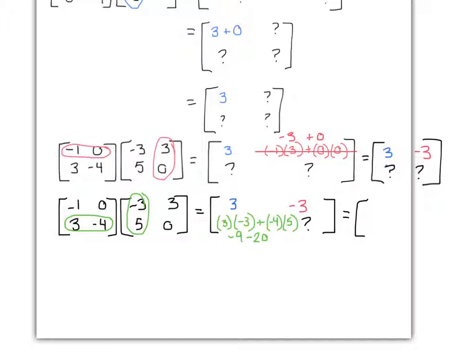So I've got 3, -3. Now I have -9 minus 20 is -29. And then we've still got one more.